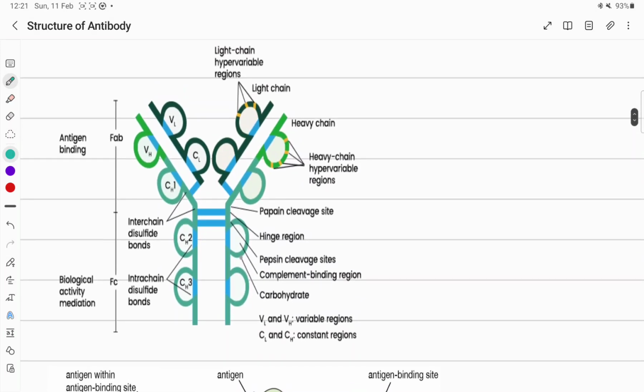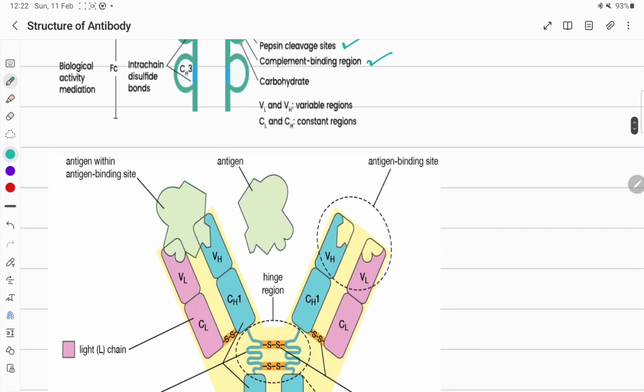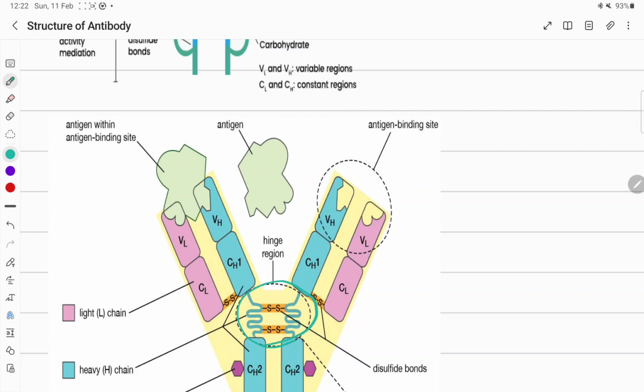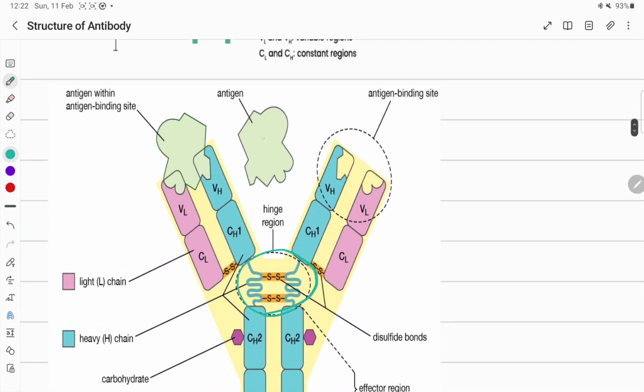So you can see here another structure. These are the hypervariable regions. Then there are sites like the papain cleavage site, the pepsin cleavage site, and the complement binding region to which complement binds. The 2 heavy chains are joined to each other, and this region is called the hinge region. And suppose this is the antigen. This antigen will bind to the antibody in the hypervariable region of the variable region, and we can call that region the FV region.